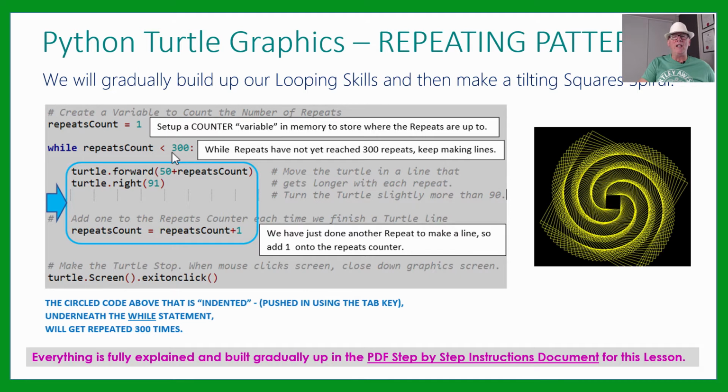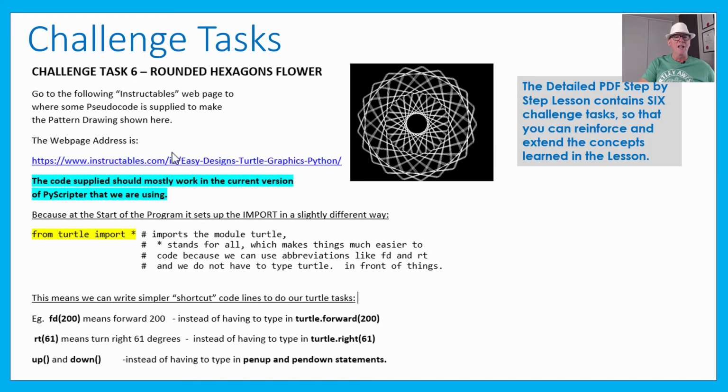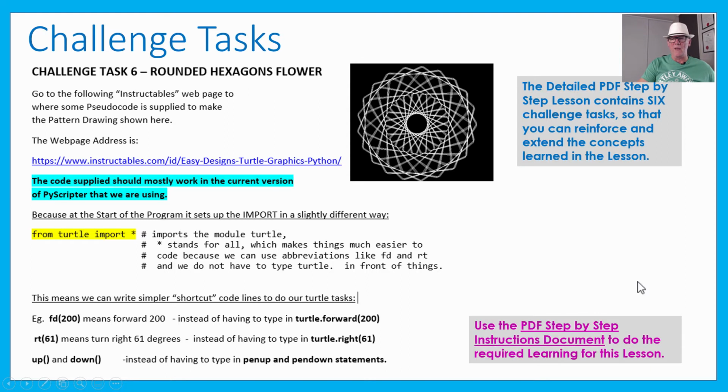So everything's explained in those PDF step-by-step instructions. There's 7 challenge tasks. This is just one of them. Okay, so they're in the detailed download, each of the challenge tasks, and we'll have a look at them during this lesson. This is challenge task number 6, where you make this rounded hexagons flower. Okay, so that's just a preview of one of the challenge tasks. We'll explain about that more. But let's get across to the PDF step-by-step instructions and actually start doing the learning for this lesson. And we'll start with that repeated squares kind of tunnel that we were making as the first one. And then we'll move our way up to doing spirals, and we're doing like hexagon flowers and really advanced stuff.